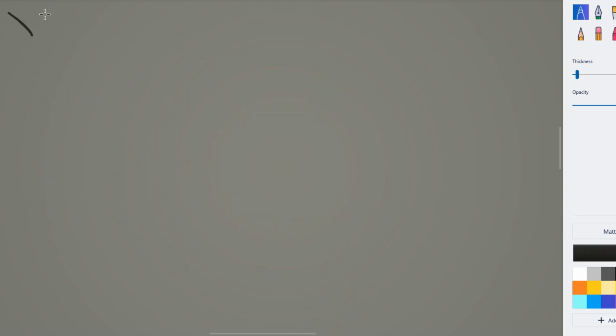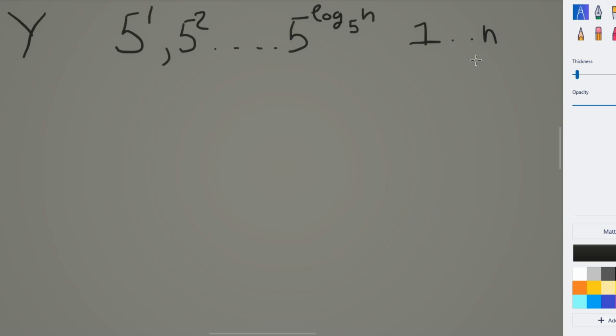So to calculate this number y here, what we need to do is for every individual power of 5, so 5 to the power of 1, 5 to the power of 2, up until 5 to the power of log base 5 of n, okay? For every such power of 5, we need to calculate how many times that power appears in prime factorizations of numbers between 1 and n, essentially.